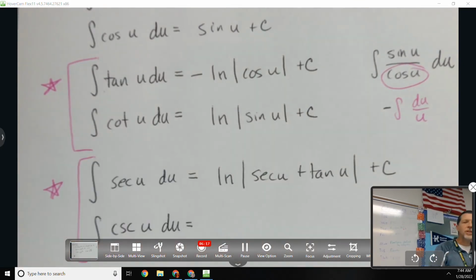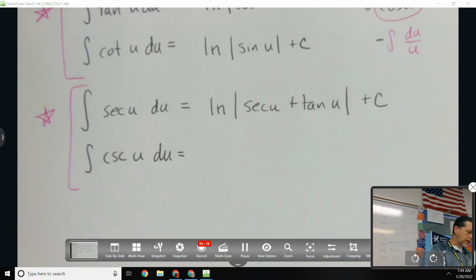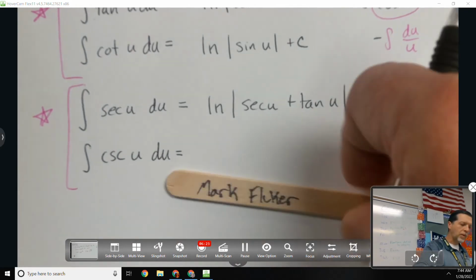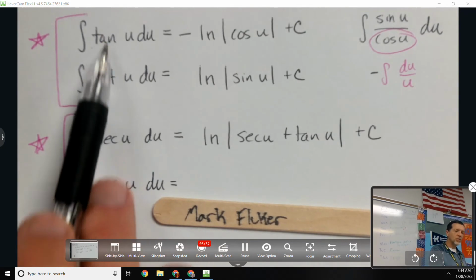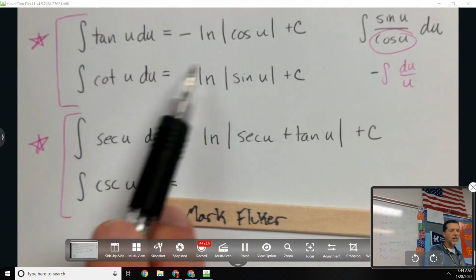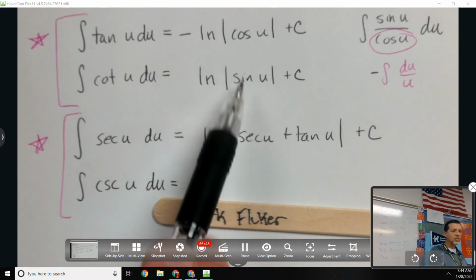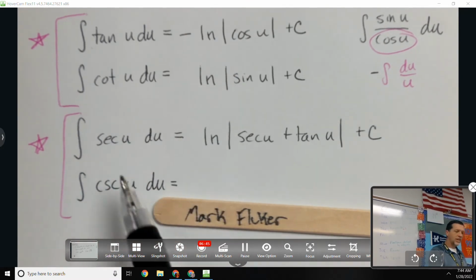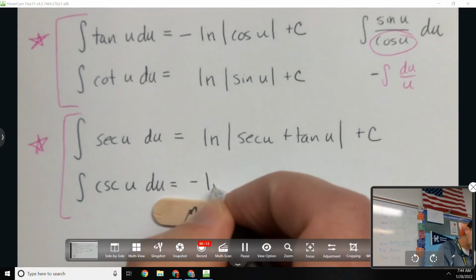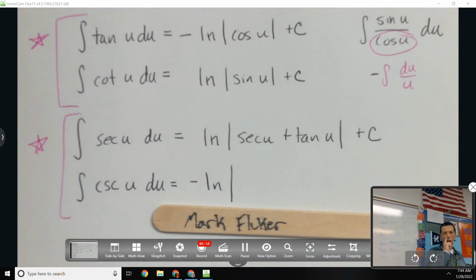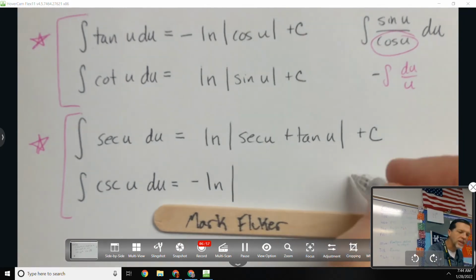And once again, if you know the first one, you can probably guess the second one. This one I don't feel bad picking on somebody. Mark, what do you think the antiderivative of cosecant is? I have no idea. So how did we get from tangent to cotangent? We added a co. We changed whether it was co or not. On the other side, we changed the sign and we changed the co or not co. So on the left side, we changed the co or not co. So it's going to be negative. Yep. What do you think is going to be on the inside?